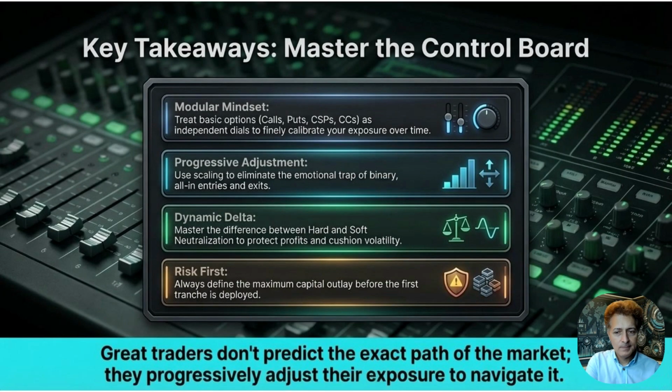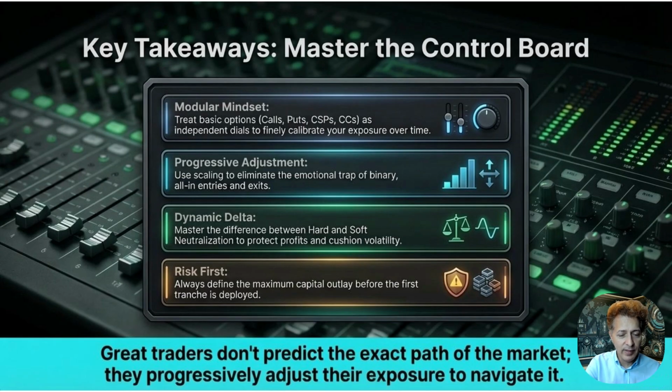So we added modularity today, right? So we have our calls, our puts, our cash secured puts, we have our covered calls. You may want to think about all of these like dials, so we can calibrate our exposure over time. We adjust progressively, so we scale in, we scale out, so that way we eliminate that emotional trap of being all in, all out, where it goes in your favor too soon and you are greedy now, or it goes against you too fast and now you are paralyzed by fear.